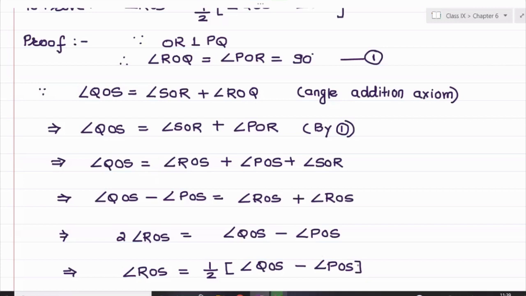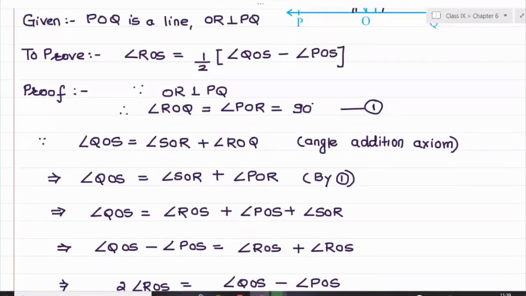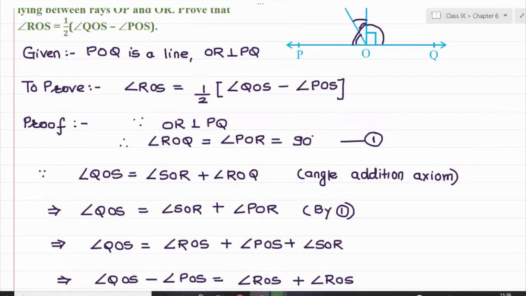Sometimes students get confused about how to solve this question in the examination. So students, remember the initial line: angle QOS will be equal to angle SOR plus angle ROQ. If you remember this line very well, then you can easily solve the question in the examination too.